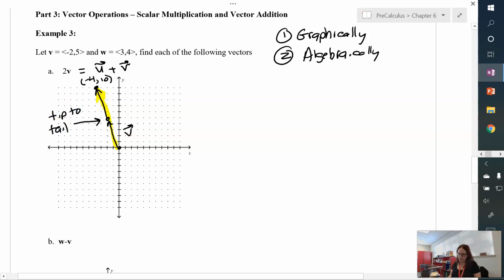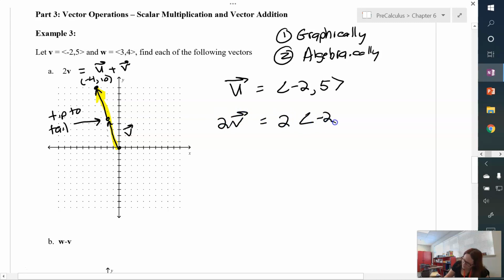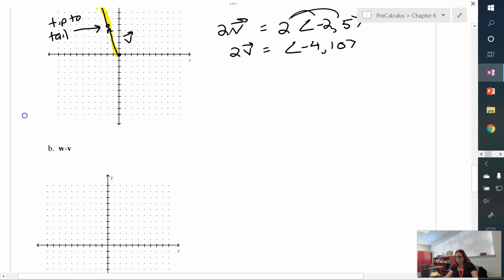Now let's do it mathematically. I know vector v is -2, 5. Now when I multiply this by a scalar, so 2 times vector v, that's the same thing as 2 times its components. So I literally think of this as distributing. So my 2v is -4, 10. Which is exactly what we got doing it graphically.